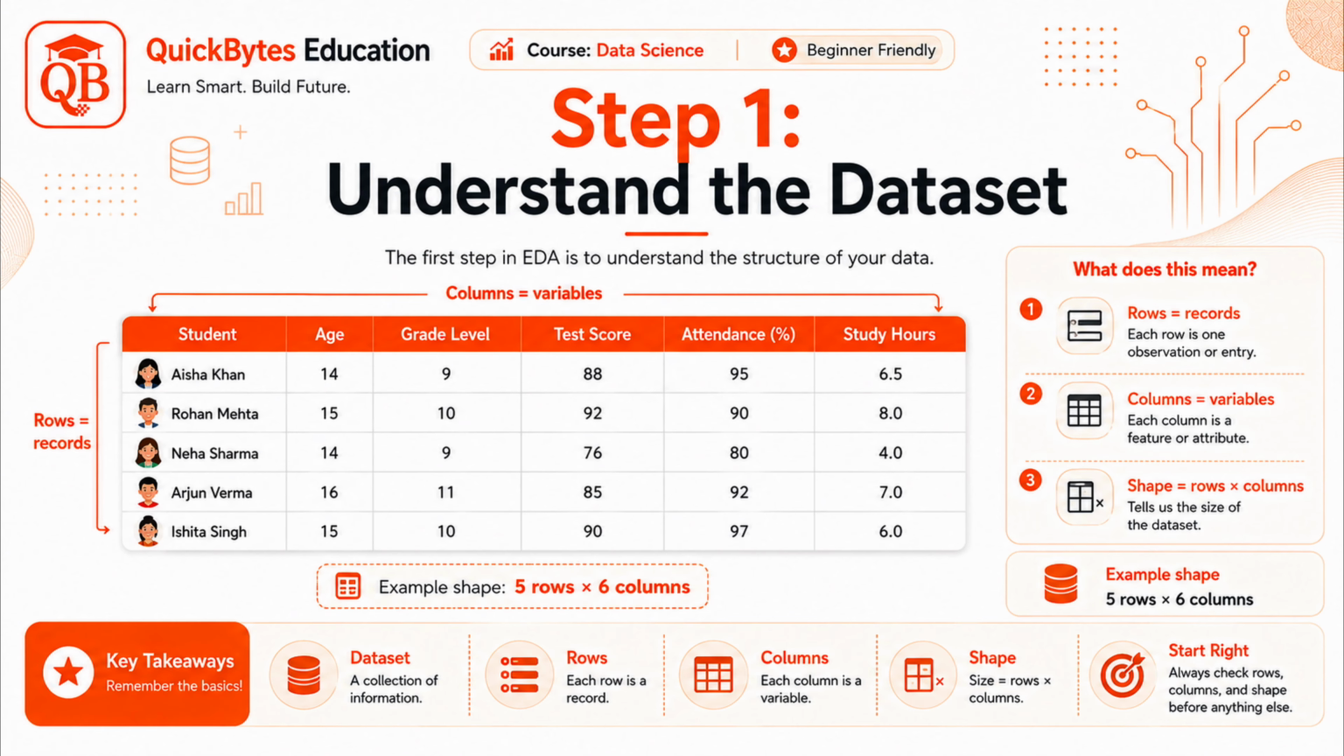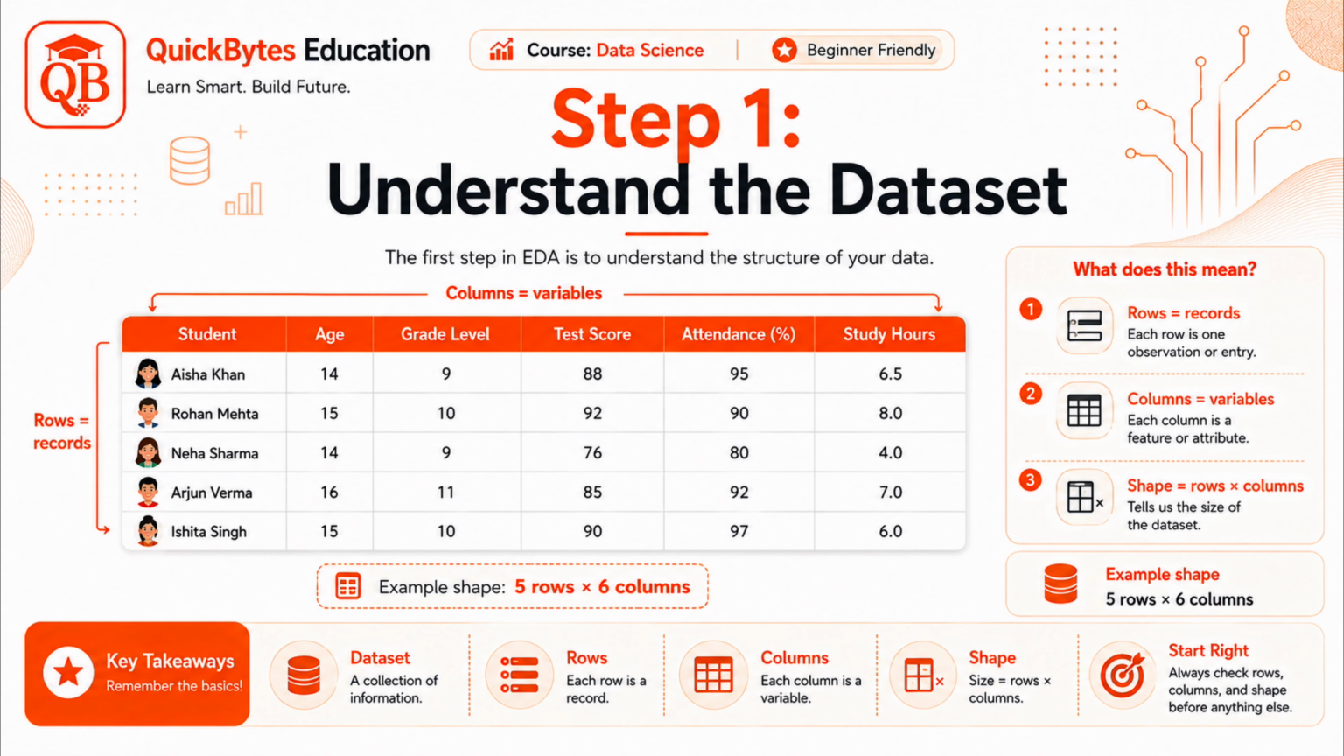The first step in EDA is understanding the basic structure of the dataset. A dataset is a collection of data. In many beginner examples, a dataset looks like a table. Rows usually represent records. Columns usually represent variables. For example, in a student dataset, each row might be one student. The columns might include age, grade level, test score, attendance, and study hours.